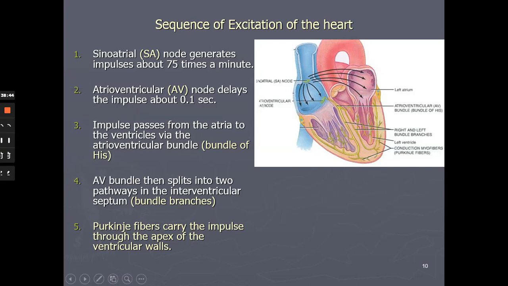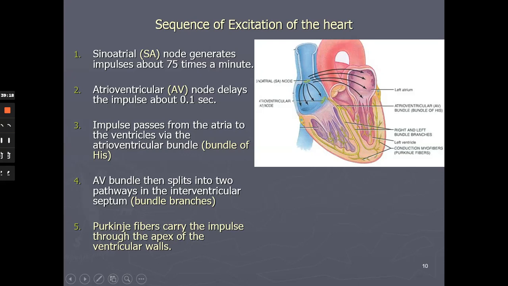That impulse is going to get directed towards that interventricular septum, where we find what are called the atrioventricular bundles. So this is the bundle right here. Okay, so here's the impulse. If we're following this impulse through the heart from the atrioventricular node to the bundle here, then what's going to happen is it's going to split into what we call the bundle branches.